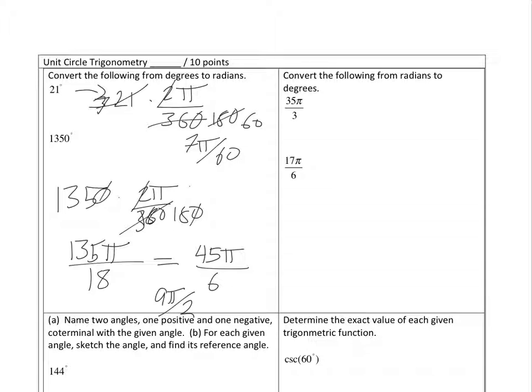Going from radians to degrees, we're multiplying by 360 over 2 pi. Pi's cancel out.